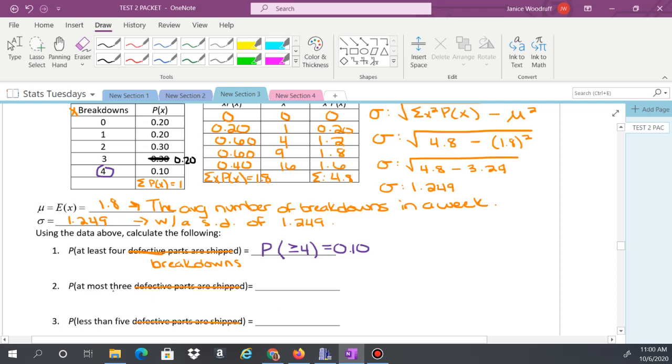Okay, probability of at most 3 breakdowns. So at most means 3 would be the greatest number of breakdowns, which means it's less than or equal to 3. So then in that case, that is 3, 2, 1, or 0 breakdowns, which means you would add all of these probabilities, or you could just subtract the 0.1 because that's the only other probability there is. Okay, let's say we're going to add them all. You've got 0.2 plus 0.2 plus 0.3 plus 0.2. And that's going to give you 0.9.